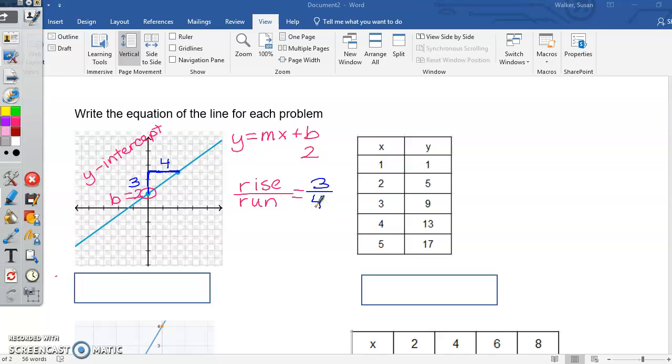And remember, the constant rate of change is always m. In this case, it will not be k. So I'm going to put my m right here, 3/4. So my equation is y equals constant rate of change 3/4 x plus b, which is 2. Remember, that's right here where the line crossed the y-axis. So we're going to fill that in right here. Y equals 3/4 x plus 2.